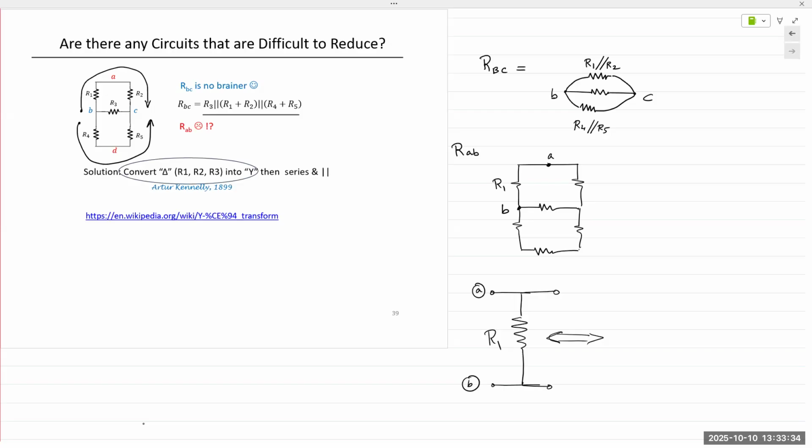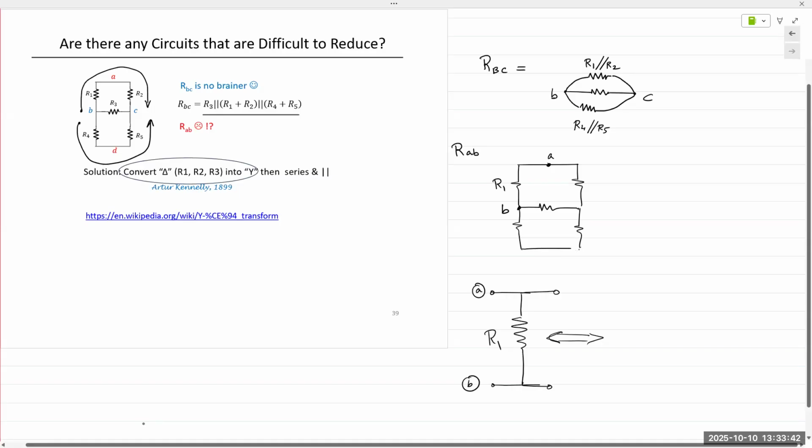Okay, so now look at the farthest end from A and B. What do you see? Actually, there's no resistor here. This is just a joint. Okay, that's R1. This is R2. This is R3, R4, and R5. What other resistors can be reduced?